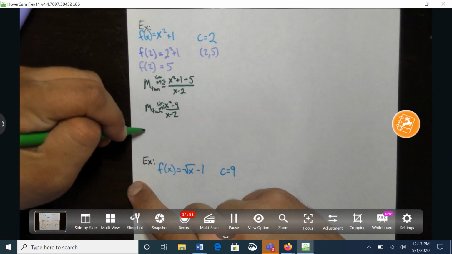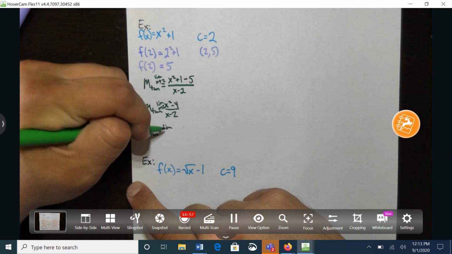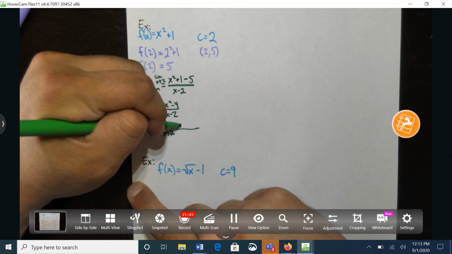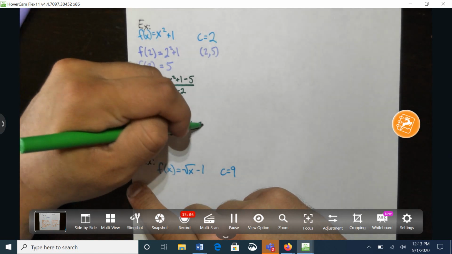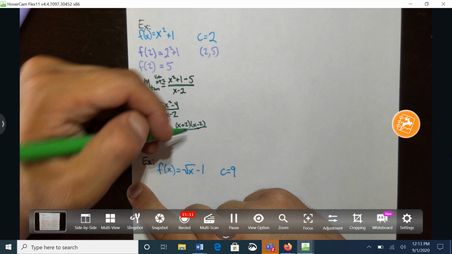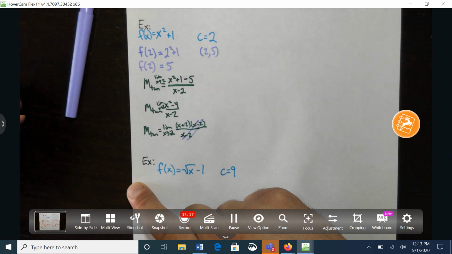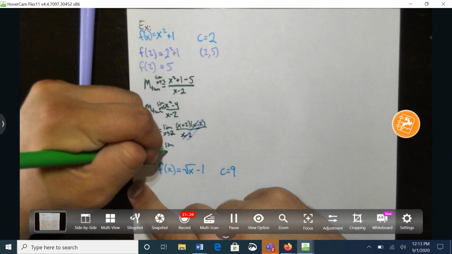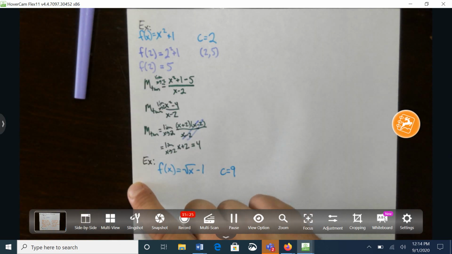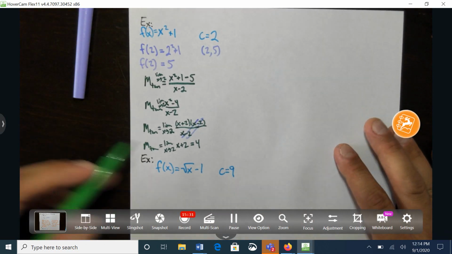So now let's expand this. m tan is equal to the limit as x approaches positive 2 of x plus 2, x minus 2, that is this factored out. Remember, difference of squares. Then divided by x minus 2, and then this cancels. So we have the limit as x approaches 2 of x plus 2, that's equal to 4. So our slope, our m tan, is 4.